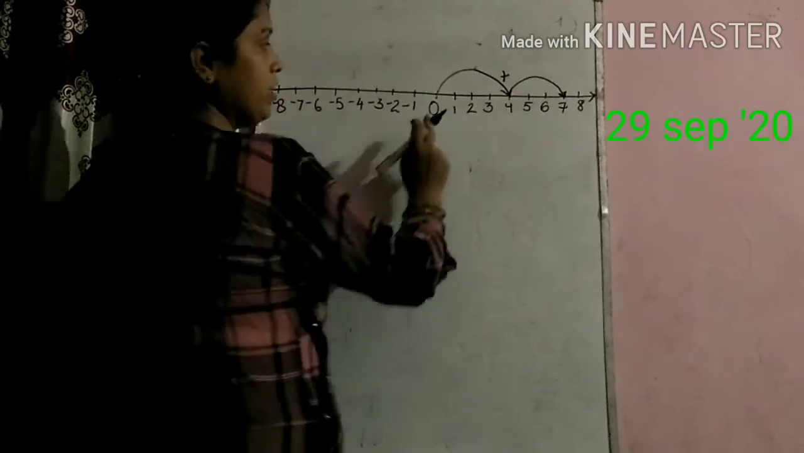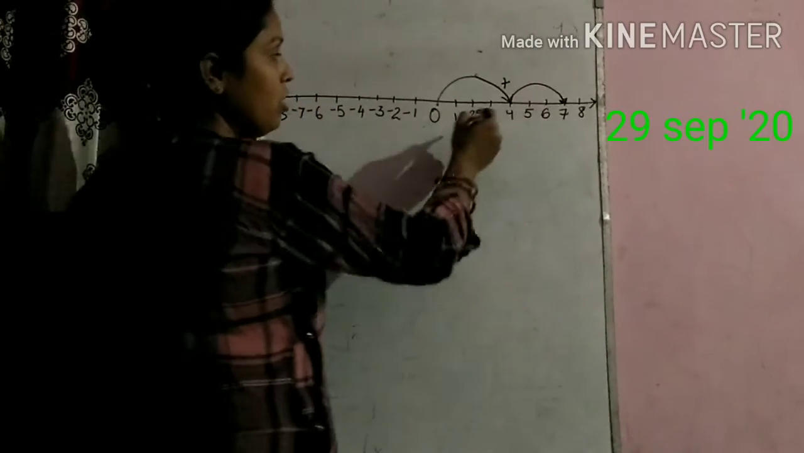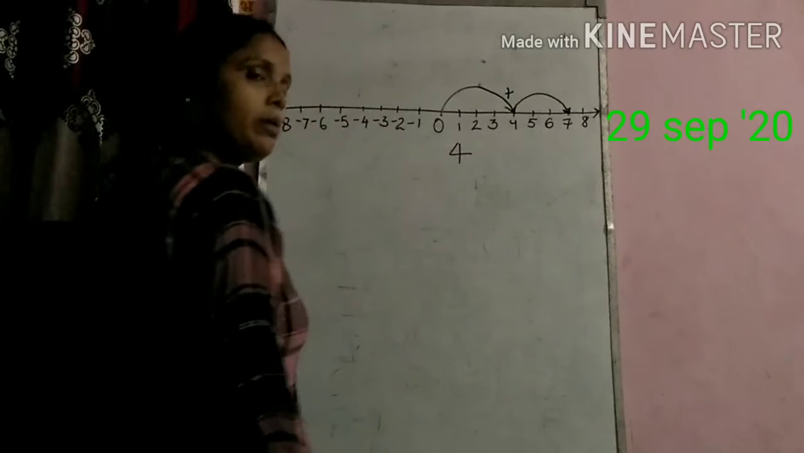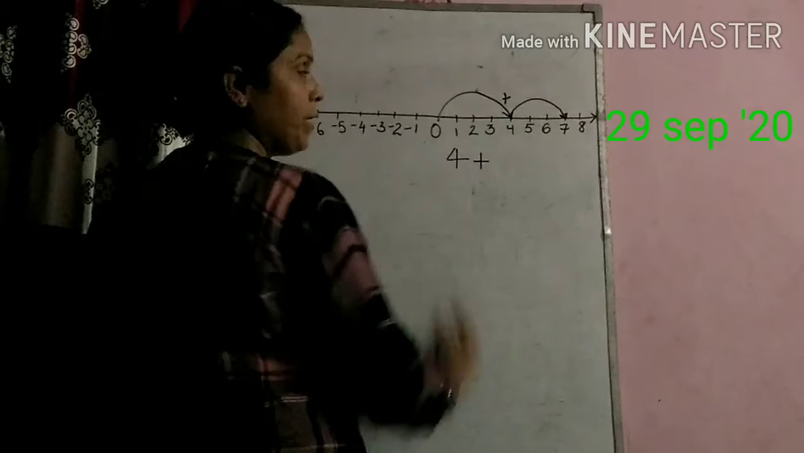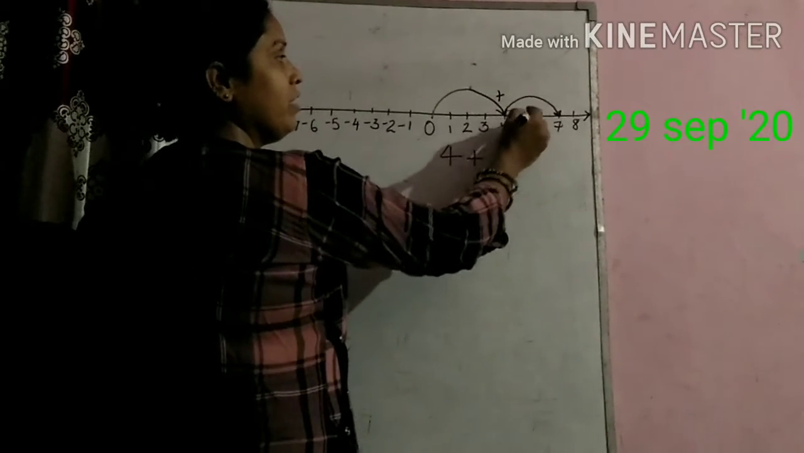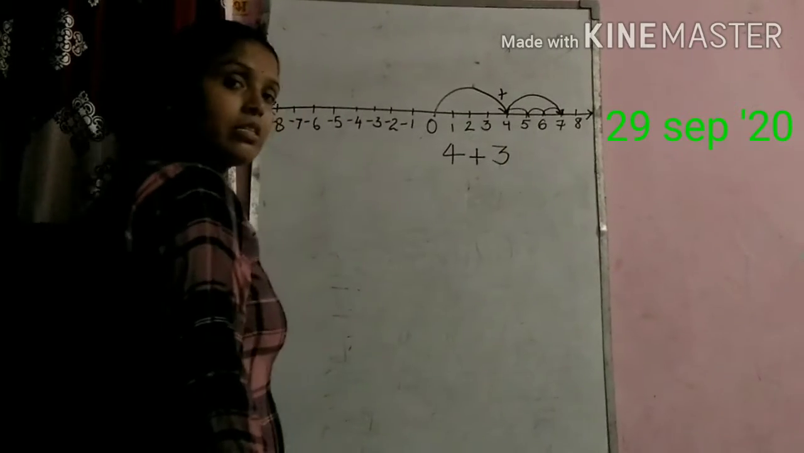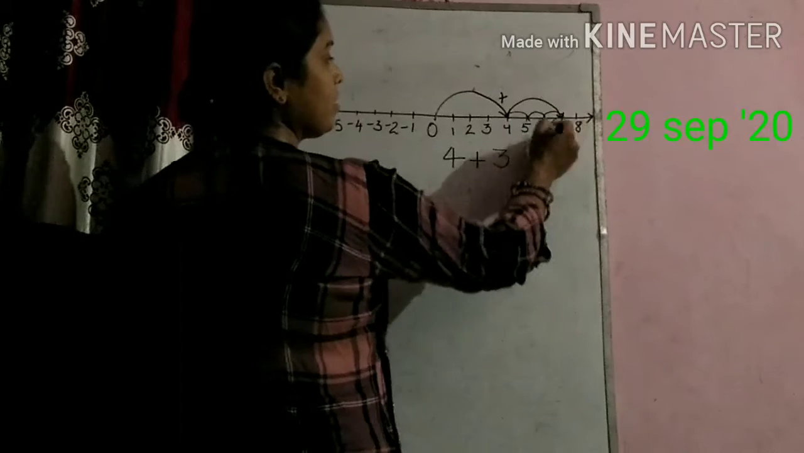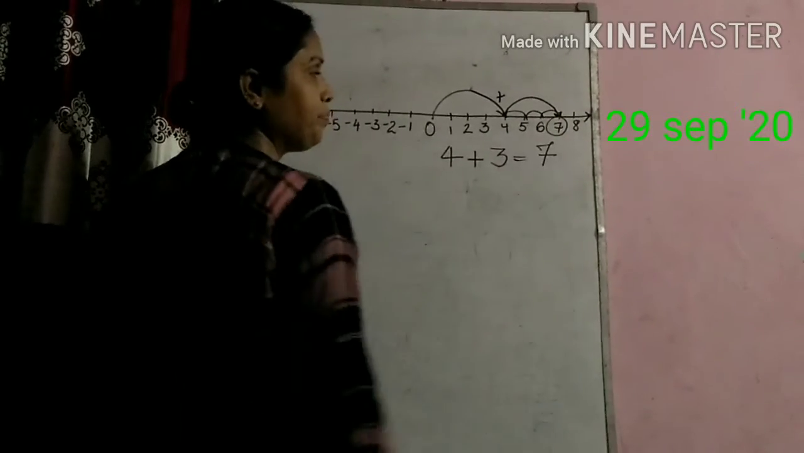What you will be seeing is from 0 I have gone in which direction? Forward direction. So for that I will be taking 4. Then it's moving ahead, plus sign is there. How many steps is it moving ahead? 1, 2 and 3. So I will be writing 4 plus 3. And the answer is your resultant sum that you will write here.